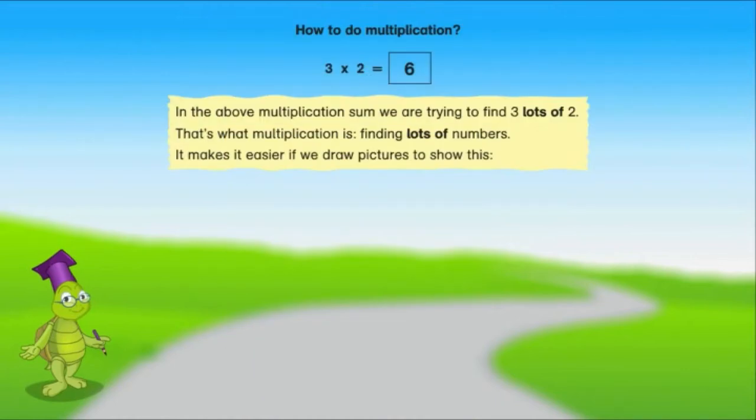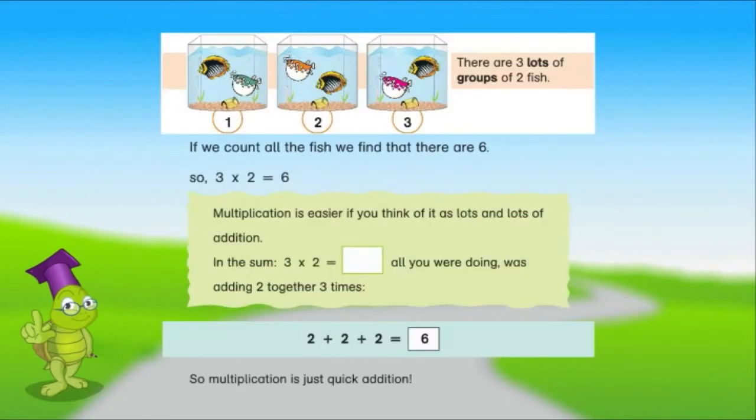To do multiplication, 3 multiplied by 2 is 6. In the above multiplication sum, we are trying to find 3 lots of 2. That's what multiplication is, finding lots of a number. It makes it easier if we draw pictures to show this. 1, 2, 3. There are 3 groups of 2 fish.